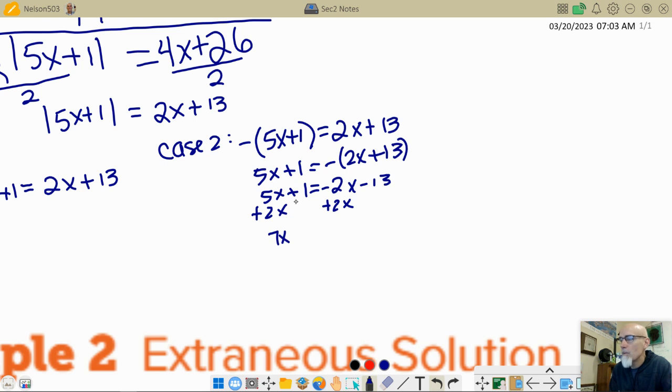We got 7x right here. Let me subtract 1 from both sides too on this line. So now I've got 7x equals negative 14. I divide by 7 on both sides, I get x equals negative 2. Here's one of my solutions, negative 2.